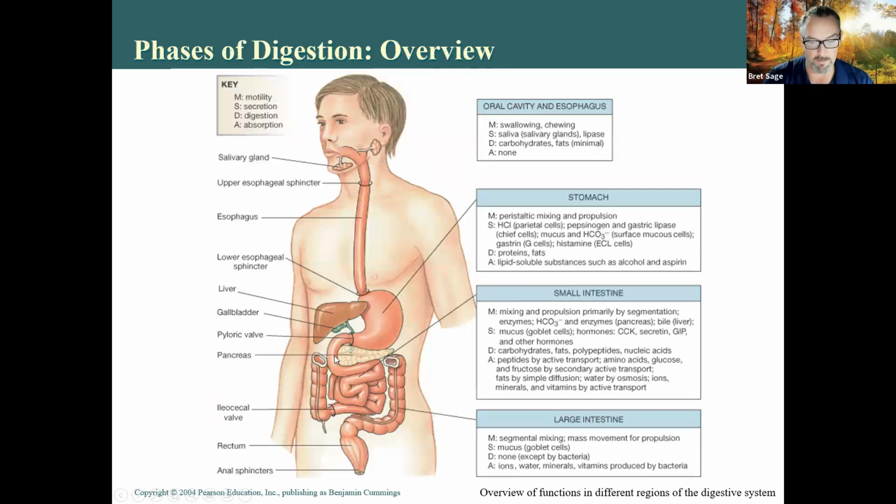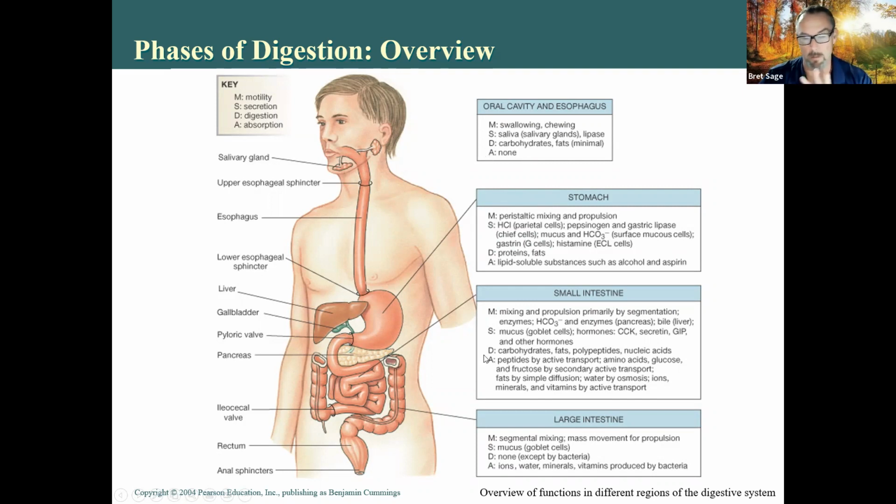Okay, this is not a figure from your text, but this one is from a previous text that I really like. This is a terrific overview if you want to learn how the digestive system works. So what is it doing? M stands for motility. How is it being moved? S for secretion. What things are being secreted into the lumen of this area to help with digestion? D, what digestion occurs there? And A, what absorption occurs there?